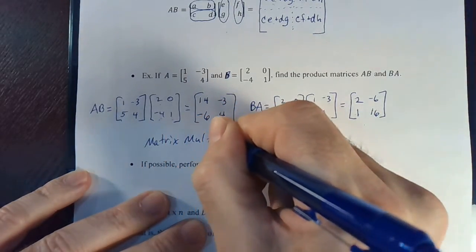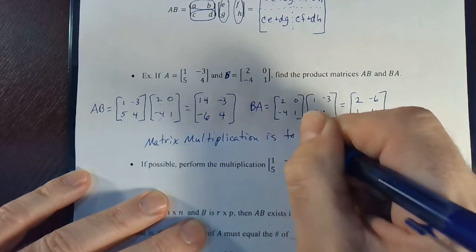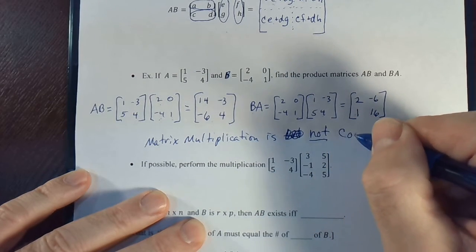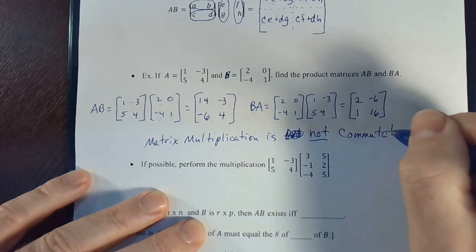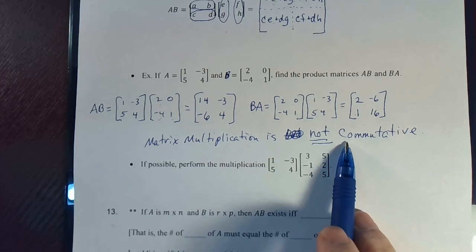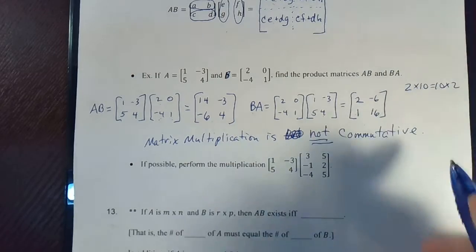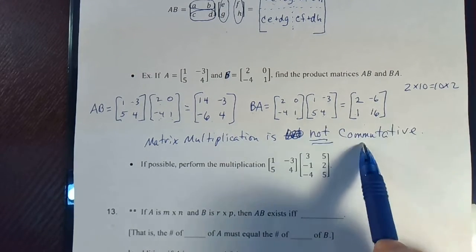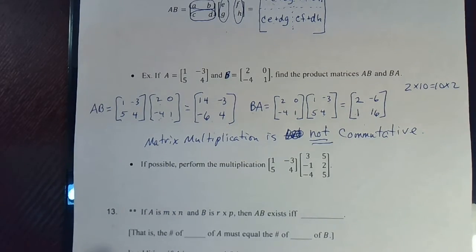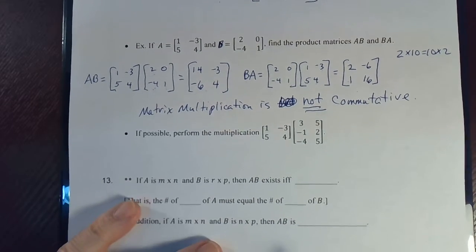Matrix multiplication is not commutative. Now, multiplying numbers is commutative. You know, 2 times 10 equals 10 times 2. That works for any two real numbers. It doesn't matter the order that you multiply them. Matrices, it absolutely matters. Okay, and let's take a look at this next example.